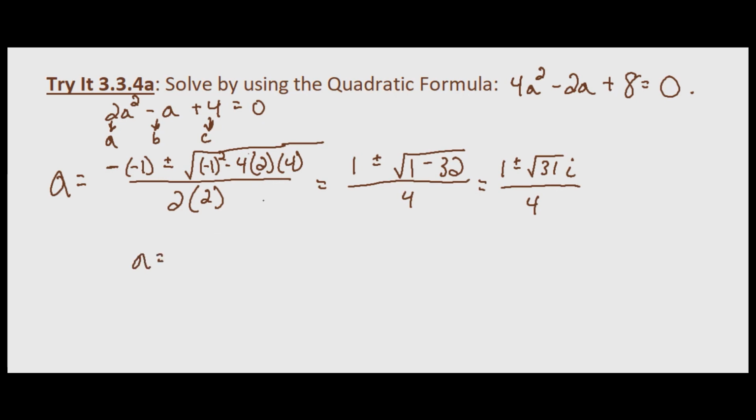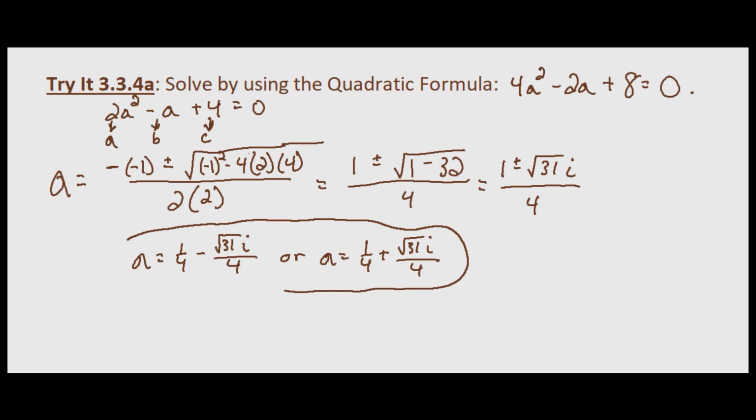So a equals 1/4 minus the square root of 31 times i over 4, or a equals 1/4 plus the square root of 31 times i over 4. And you can check these by substituting them into the original equation, and you'll see that they do make the original equation a true statement.